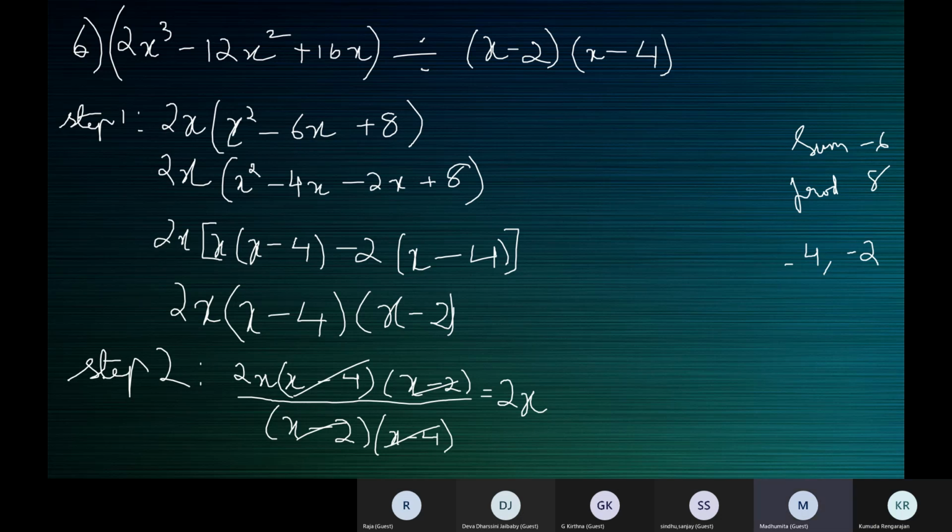Ma'am, I actually got the grouping part right in the first step, but then I did it like a square minus 2ab plus b square, ma'am. Oh, but 8 is not a perfect square, no? How did you do that? Ma'am, I put 4 the whole square by mistake. 4 square is 16, right? Yes, ma'am. So it doesn't work, because 8 is not a perfect square.